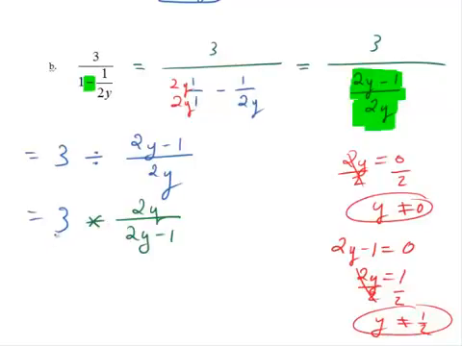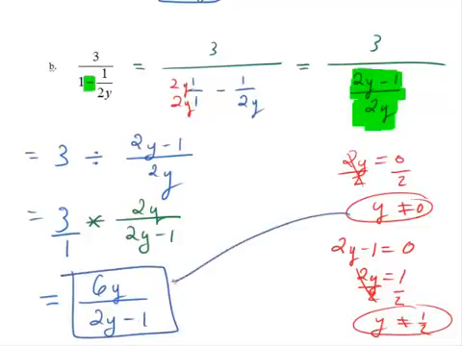Remember, this is multiplication, so you don't have to worry about a common denominator. So this is the same as 3 over 1. This is the same as 6y over 2y minus 1. Again, you can't cancel the y's here because there's a plus or a minus. And 6, 2, and 1 do not have anything in common, so nothing cancels. So this is your final answer, and these two things are your restrictions.